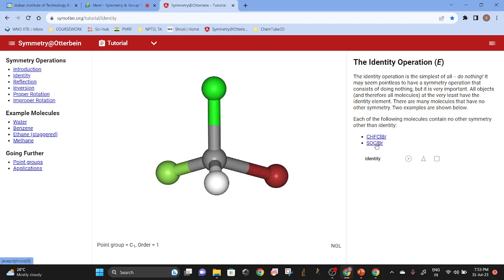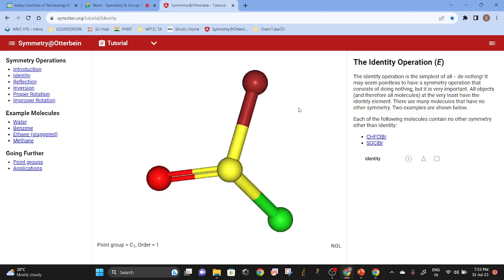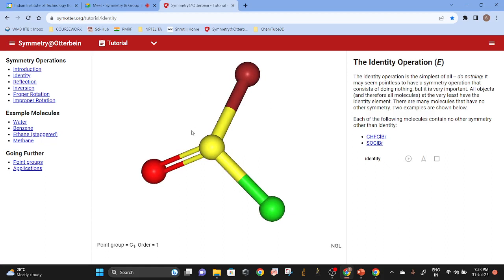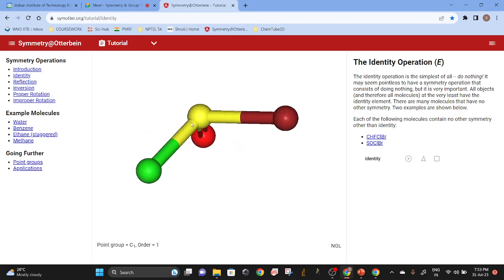Similarly, one more molecule, this is also unsymmetrical. This is Cl, this is Br. Different. Had both been the same, it would have had some symmetry, C2 for example, but here it has nothing.